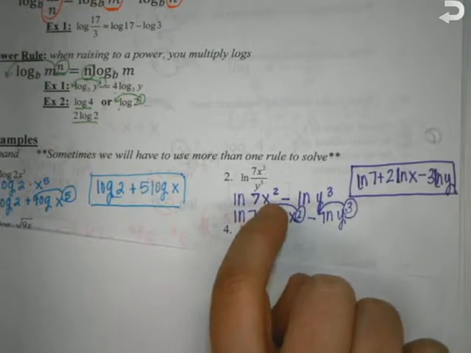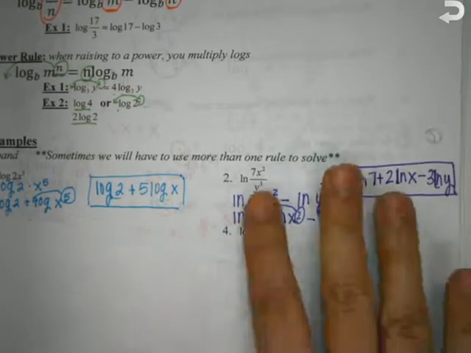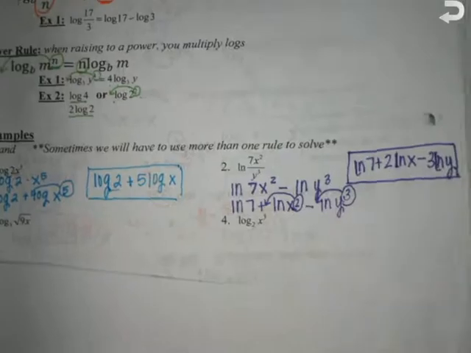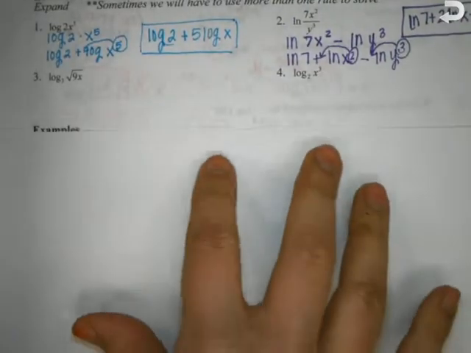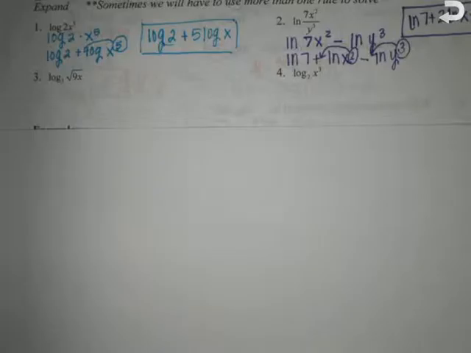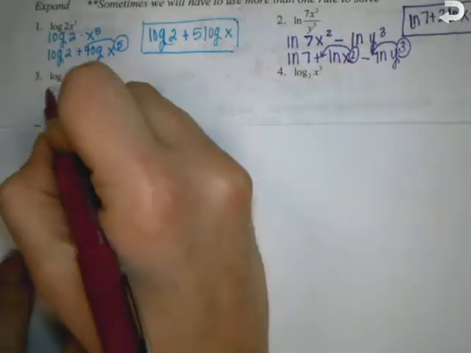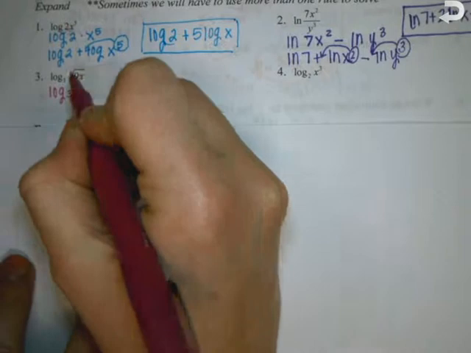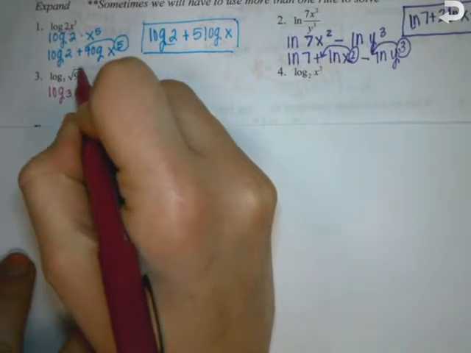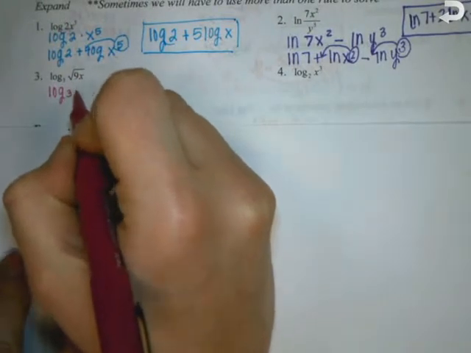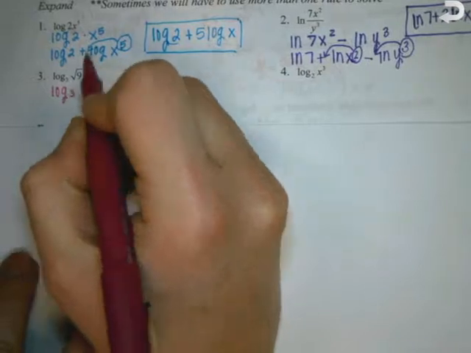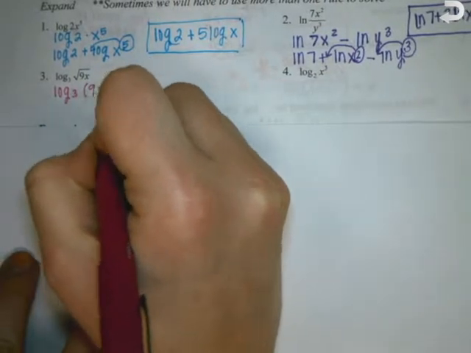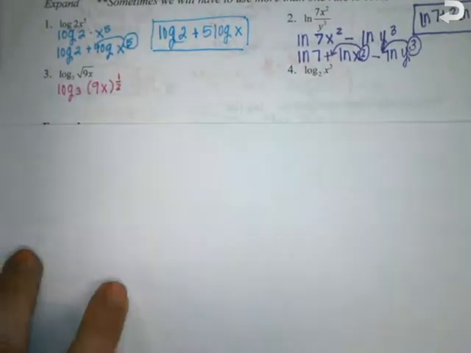Okay. So I want to see if you guys can do 3 and 4 on your own. Number 3, before I let you guys go, this is log base 3. How would I rewrite square root of 9x? 9x to the 1/2, and it's the whole thing, right? All of 9x. So this is 9x in parentheses, all of that to the 1/2. So then will you guys simplify that one right now?